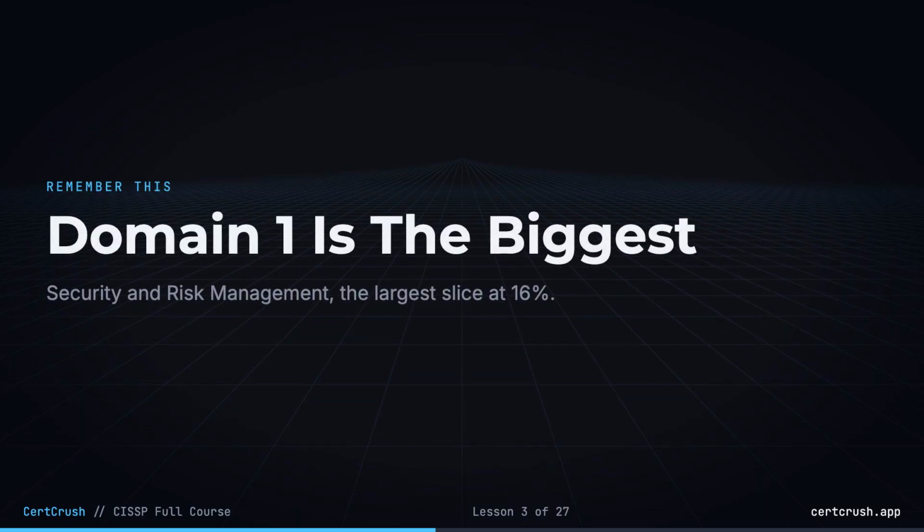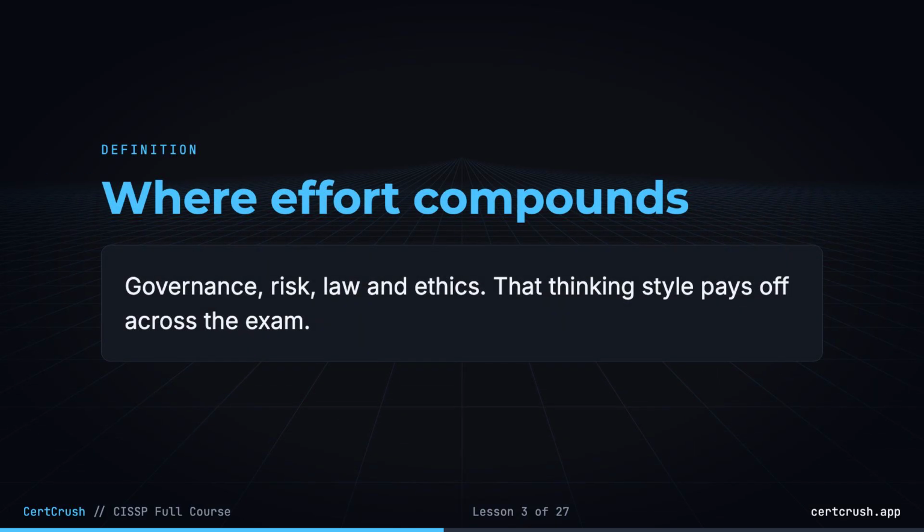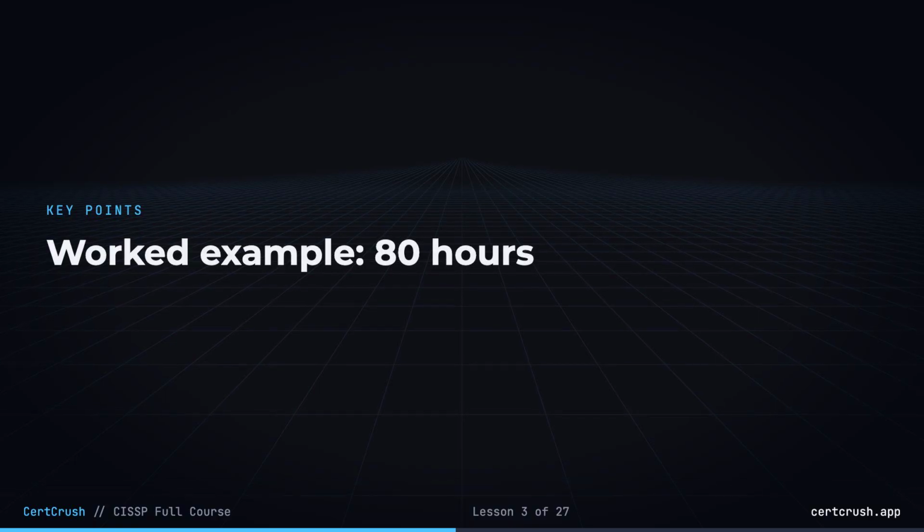If you remember one thing from this section, remember this. Domain 1, Security and Risk Management, is the biggest slice at 16%. It's also the home of the manager mindset, which we cover in an early lesson, covering governance, risk, law, and ethics. The thinking style you build here pays off across the entire exam, so this is where your effort compounds the most. Let me show you how to use these numbers.